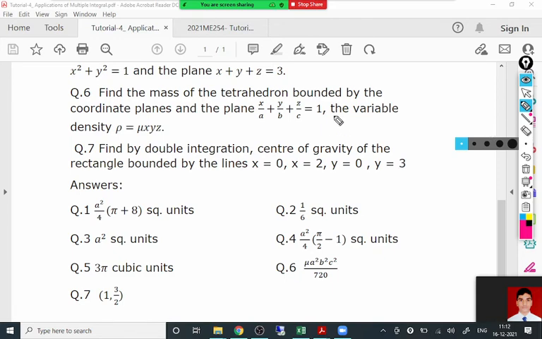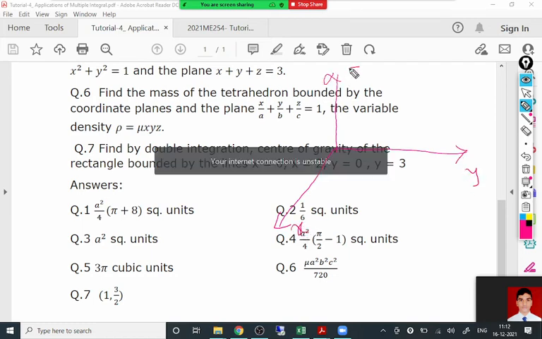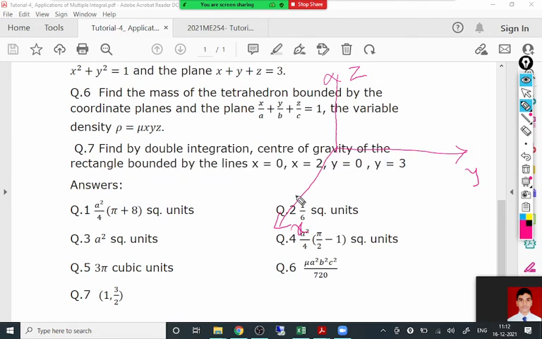Why are those the limits? Because this tetrahedron, this 3D diagram is not required at all. If you do not draw it, that's okay. This is the oblique plane, x upon a plus y upon b plus z upon c equals 1. It has the intercept a on the x-axis, b on the y-axis, and c on the z-axis. And here is that oblique plane. We have a tetrahedron, a solid which has 4 triangles as its boundary surfaces.